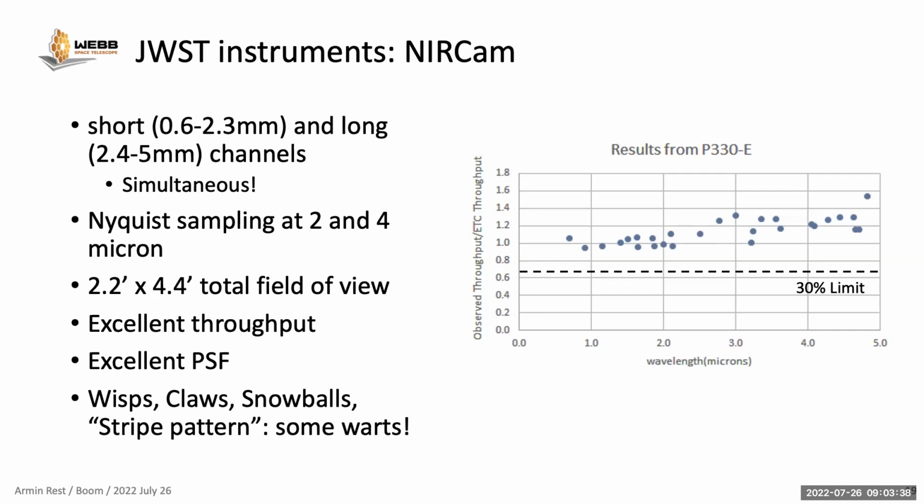1.0 was what was in the ETC as throughput. And in the longer wavelengths from 2 to 5 microns, we have about 20% more throughput than we had in the ETC. And the goal was to be above 70%.